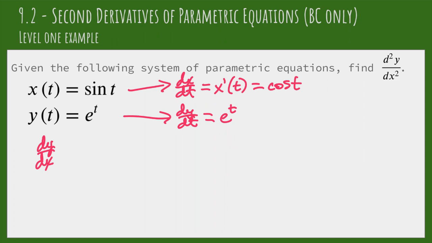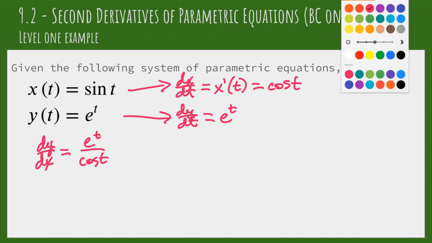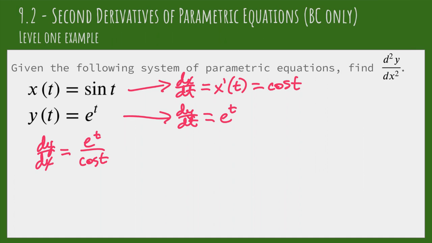So we're taking these derivatives with respect to t, and then to get the first derivative, we're going to divide dy dt by dx dt. We can remember which one goes on top because we're trying to find dy dx, which means we want the derivative of y on top. So this is going to be e to the t over cosine of t. Then to take the second derivative, we're going to take the derivative of the first derivative.